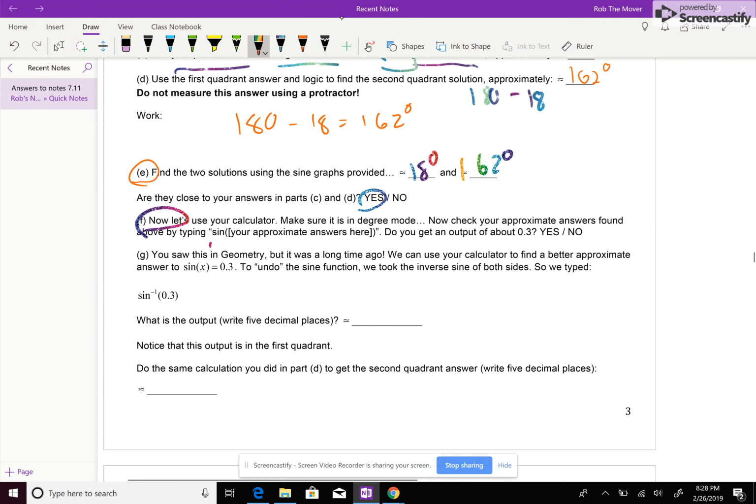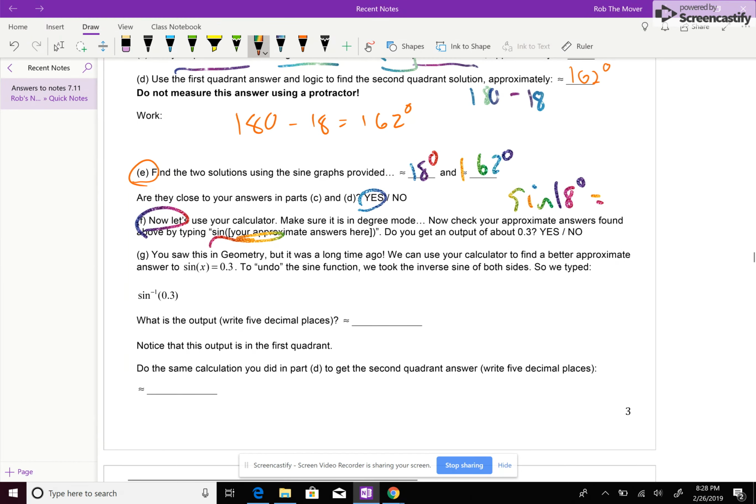Now let's use our calculator. Be sure it's in degree mode. We're going to check our approximate answers by typing the sine of our approximate answers. So we're going to type the sine of 18 degrees in our calculator.